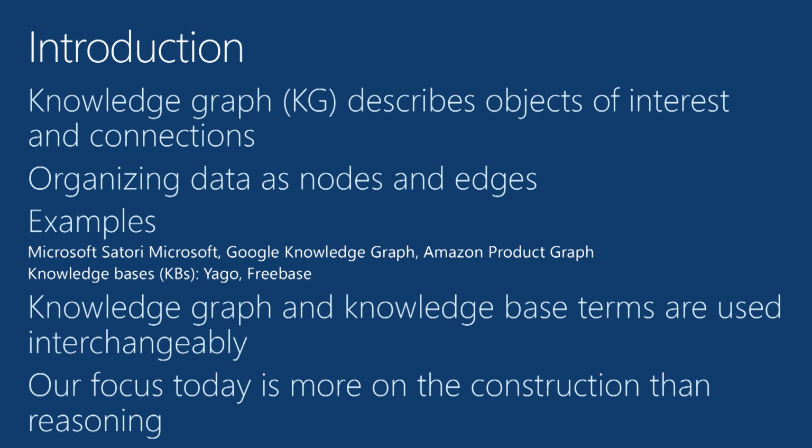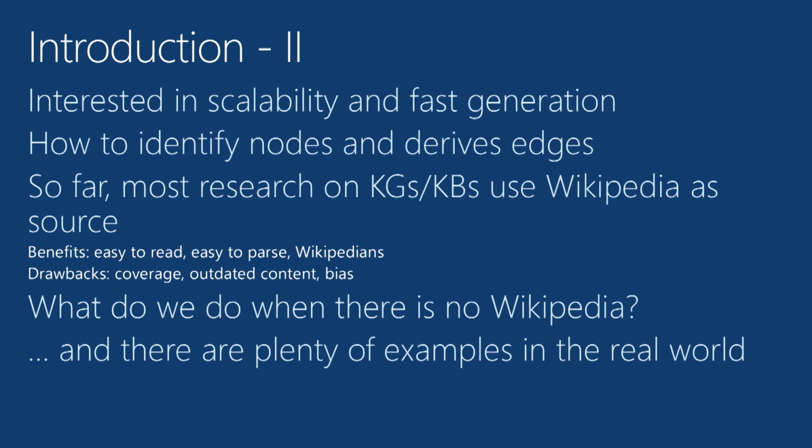The terms knowledge graph and knowledge base are mostly used interchangeably. In this talk, I'm not going to describe the difference between them. I'm just going to say that the focus in this short talk is mostly on the construction or generation of the graphs, and not so much on the reasoning. The second part is we're interested in scalability and fast generation, which means can we scale the construction of all these graphs, and how fast can we do this? So the goal is to identify nodes and derive those edges, and how can we do this automatically?